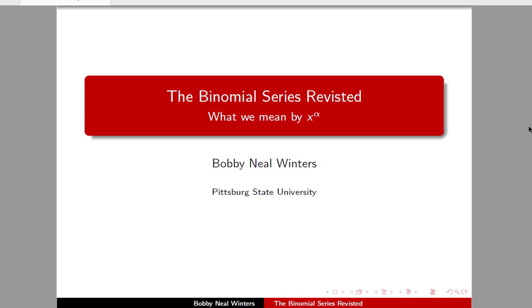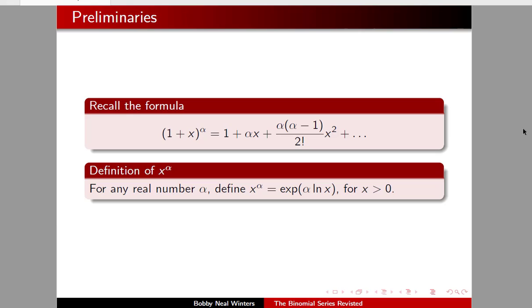In this lecture, we're going to talk about the binomial series again, and we're going to actually define what we mean by x to the alpha for alpha a real number. Okay, so recall the binomial series: (1 plus x) to the alpha is equal to 1 plus alpha times x plus alpha times (alpha minus 1) over 2 factorial times x squared, etc., etc.